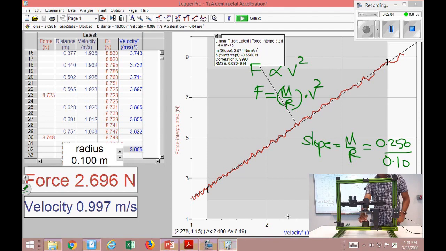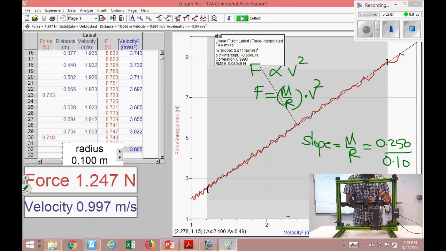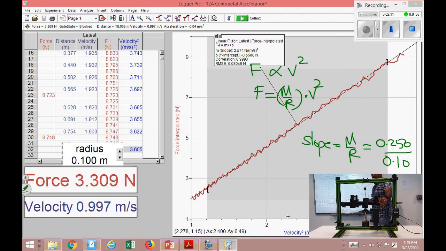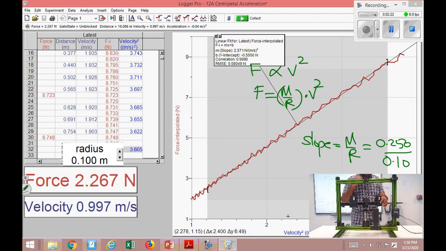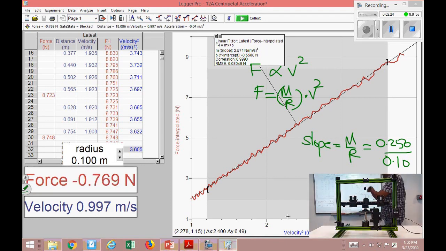But my question is this: if I change the radius, what will happen to the slope? Since the slope is m over r, and I don't change the mass, I only change the radius. What will be the effect of changing the radius? Will the slope increase or decrease? Yes, it will decrease since r is more, right? So that is our second part. I will show you the video now, or I will share the file.